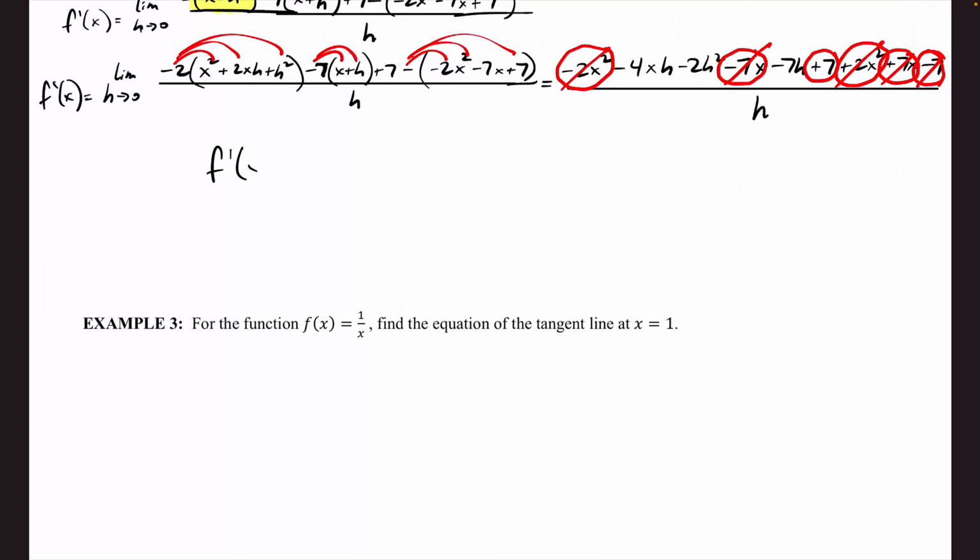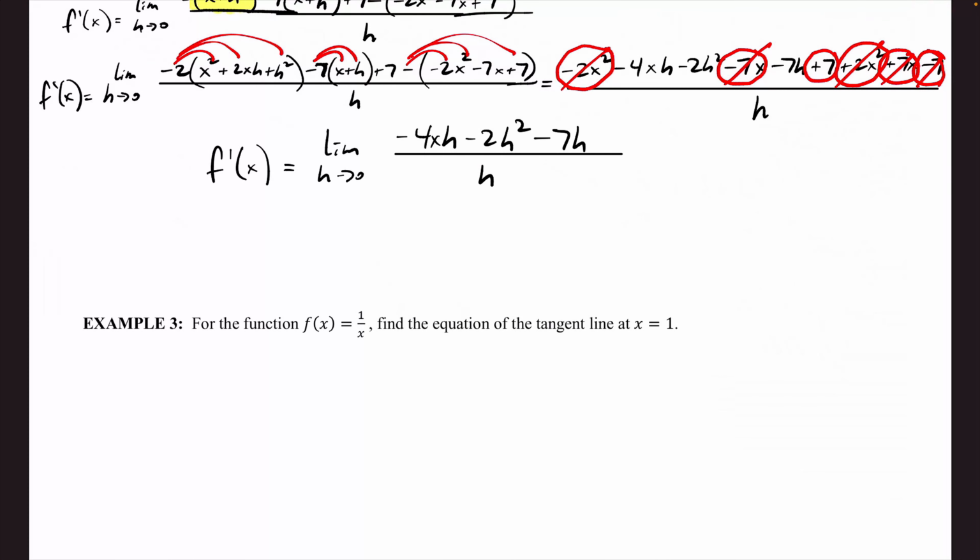So we have f prime of x equals the limit, oops, not x. So let's see, what's left? -4xh minus 2h squared minus 7h over h. What a really fancy way of saying 0 over 0. Well, if we plug in 0, we haven't plugged in 0 yet. Some of you have in your head, which is good. Still get 0 over 0, right?